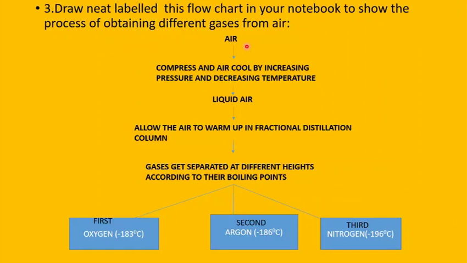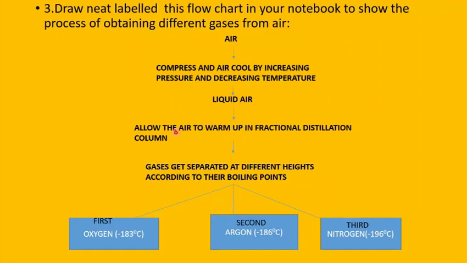So how do we get different gases from the air? Oxygen, argon, nitrogen, how can we get them? This is a flow chart for you to understand. First air is taken and compressed under pressure. Air is cooled by increasing the pressure and decreasing the temperature, and then you will get liquid air.